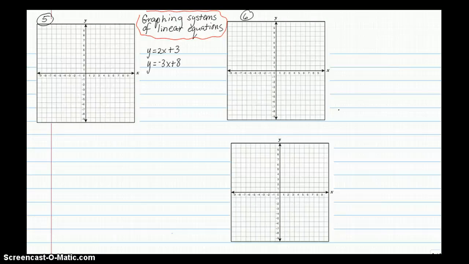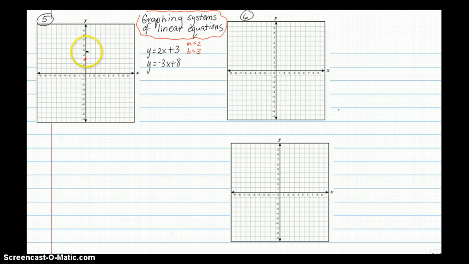Graphing is a great way to show how systems work. Basically, when you have two lines, you graph them, and the point of intersection is the solution for those lines. So we'll graph this one. Your y-intercept is 3. We're going to graph in two different colors. So m equals 2, b equals 3.